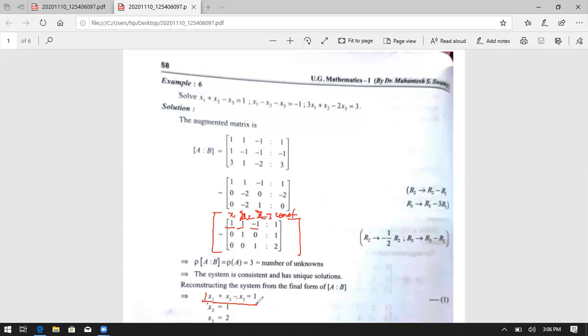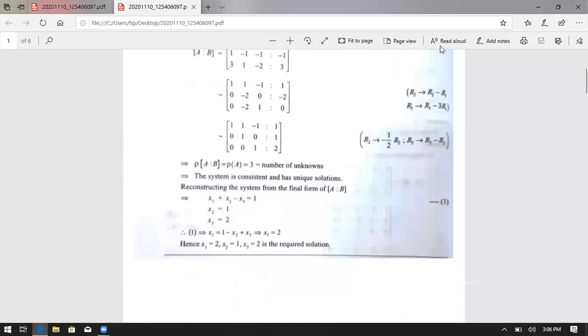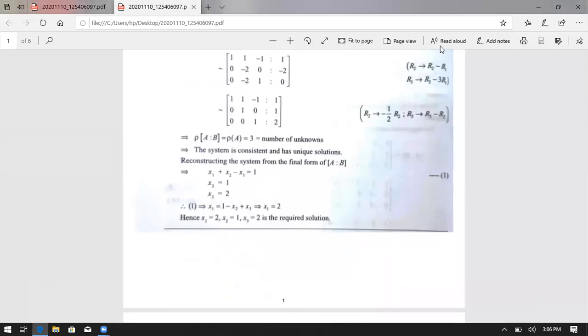Next line, 1 is there, that is x2, means 1x2 is equal to, x3 is 0, x1 is 0, only x2 is equal to 1. Then the third equation, x3 is equal to 2. I write here x2 is equal to 1, x3 is equal to 2. Okay, next, we know the x2 value and the x3 value: x2 is 1, x3 is 2.